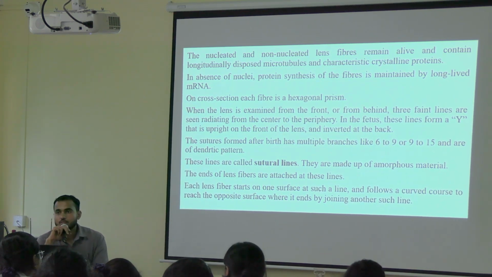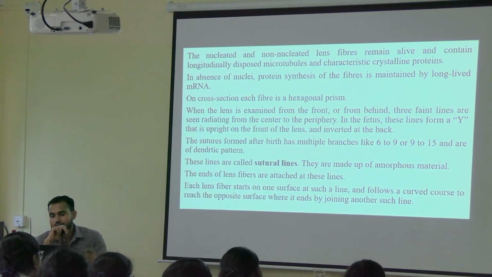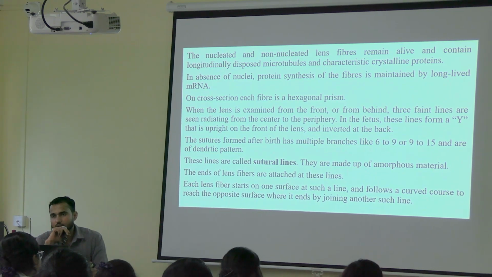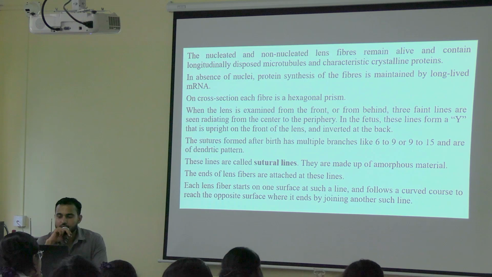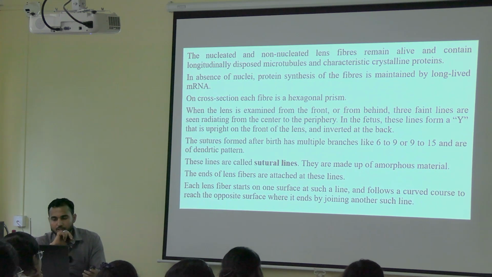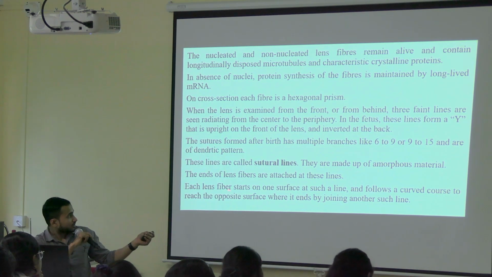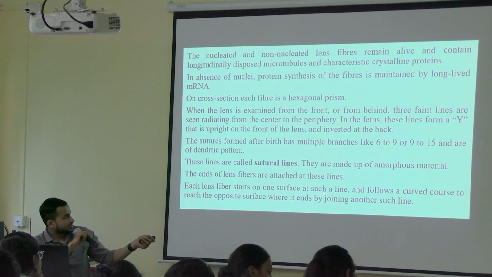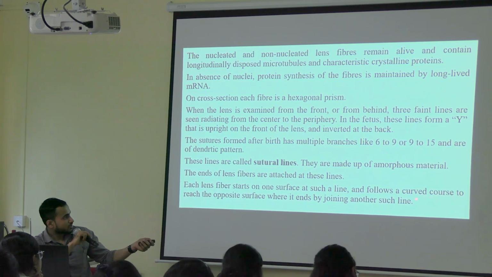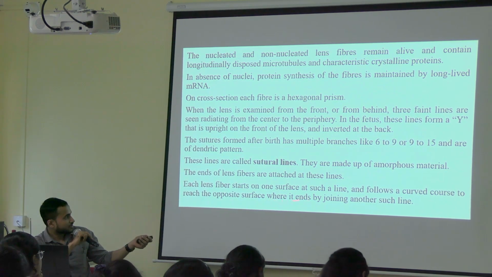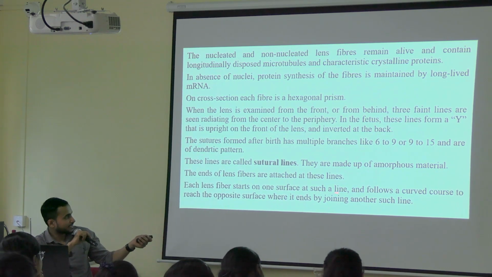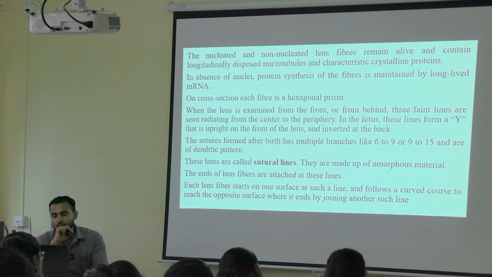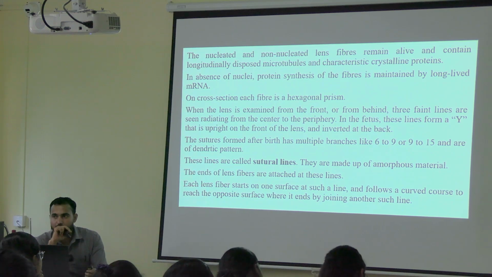So this complex arrangement which you can see is called sutural lines, and the sutural lines are made up of amorphous material. Now each of the fibers starts at one line and follows a curved course to the opposite surface, where it ends by joining such a line. So this is a very complex arrangement of the sutural lines in the eyeball.